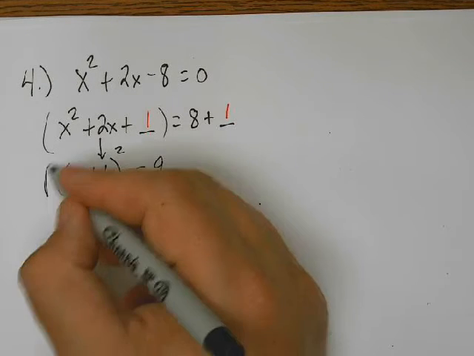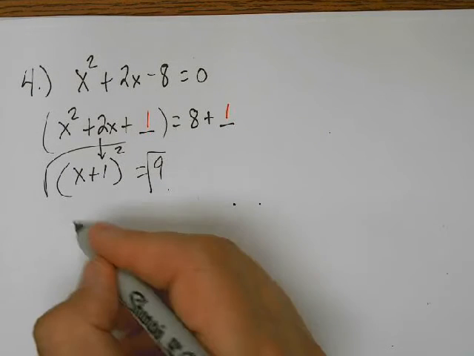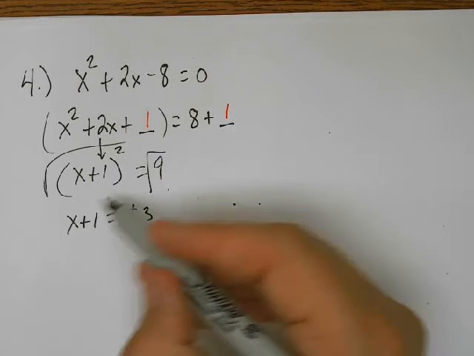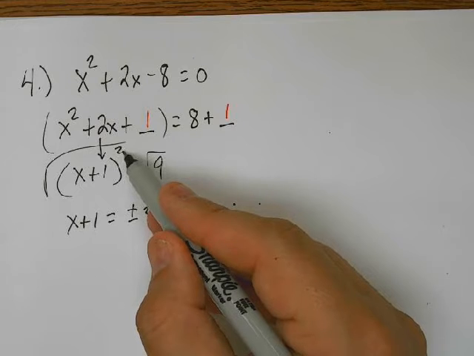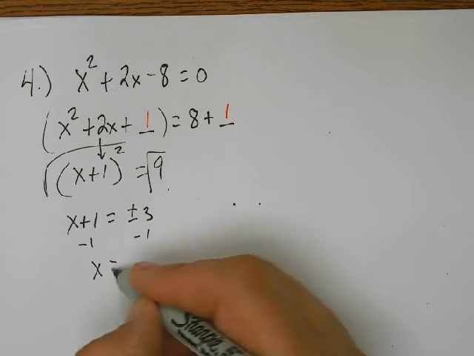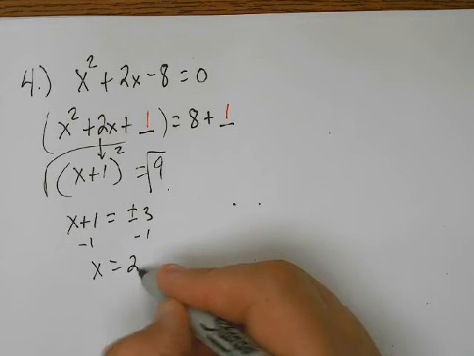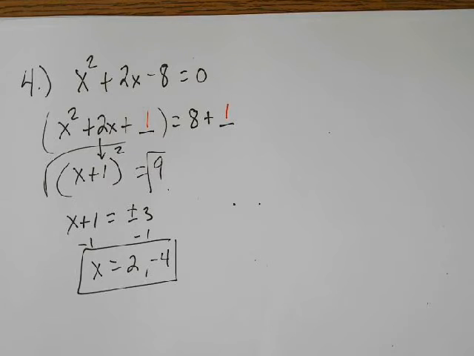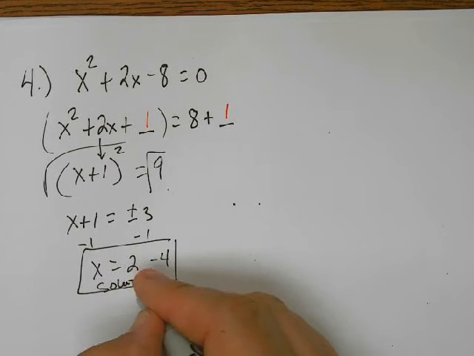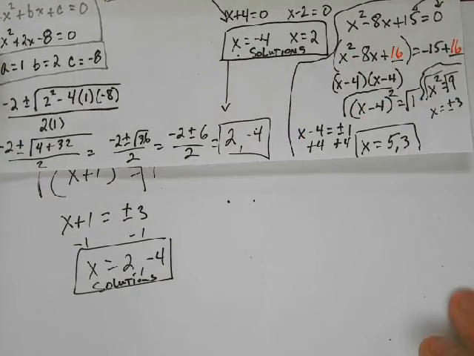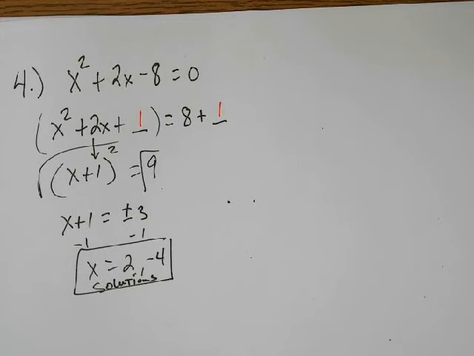Okay, so now I take the square root of both sides. So now I have x plus 1 is equal to plus or minus 3. Because the square root and the square cancel each other out. Now I subtract 1. And so I have plus 3 minus 1, which is 2. Minus 3 minus 1, which is negative 4. Does that look familiar for our solutions? Should, because it's the same. 2, negative 4. Oh my goodness, that's our fourth way of solving a quadratic.